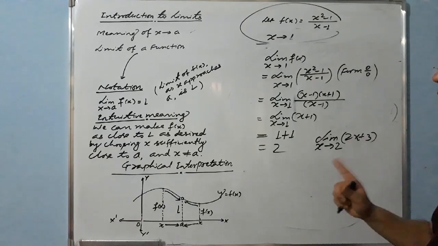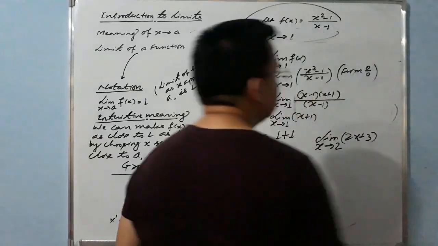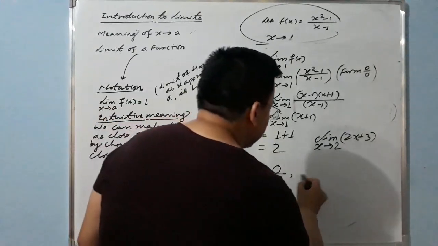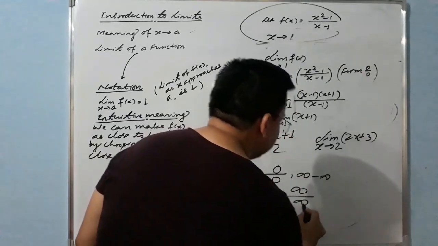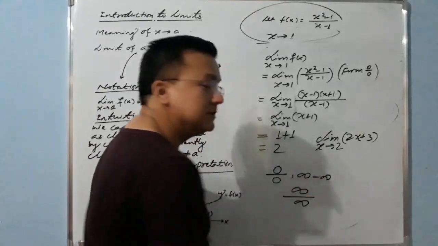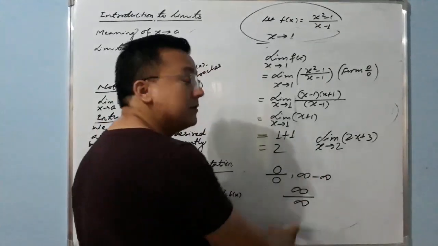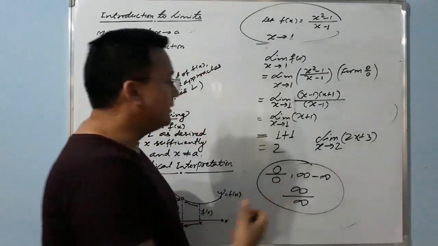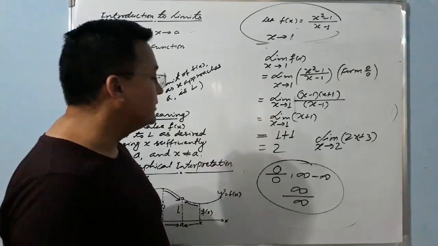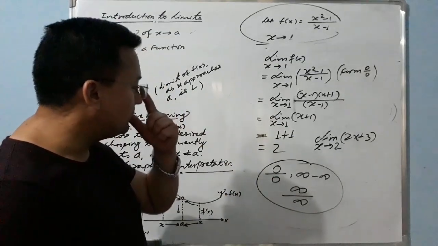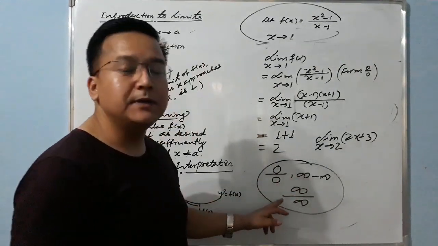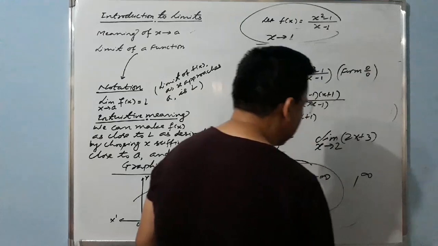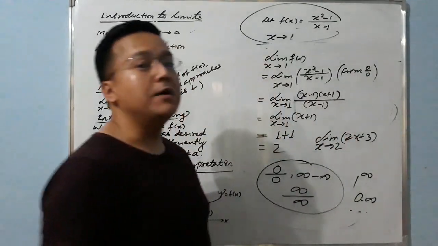Here you are not going to get an indeterminate form. Let me give you a hint: in the beginning of a limit, you may get the indeterminate forms 0/0, infinity minus infinity, infinity/infinity, because these are not numerical values. These are meaningless forms. Gradually you can get others, like 1 raised to power infinity, 0 into infinity, and so on.